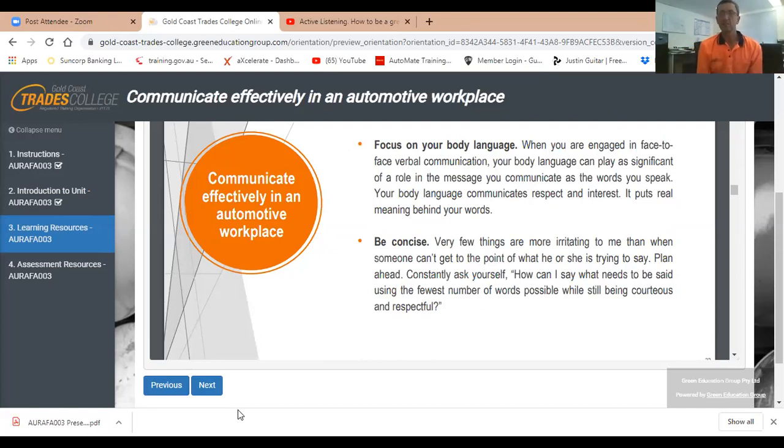Be concise. Very few things are more irritating than when someone can't get to the point of what he or she is trying to say. So plan ahead. Consistently ask yourself, how can I say what needs to be said using the fewest number of words while still being courteous and respectful? So be concise, don't waffle on too much.